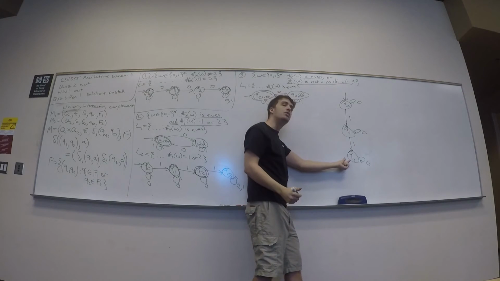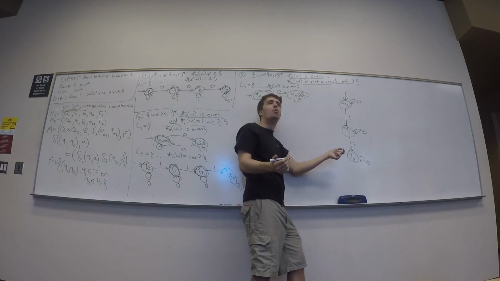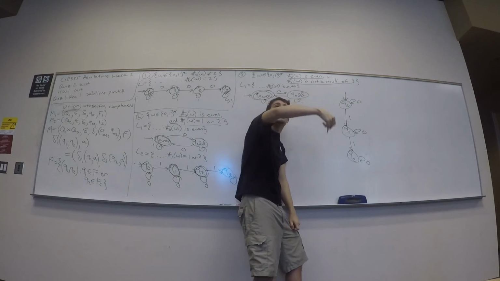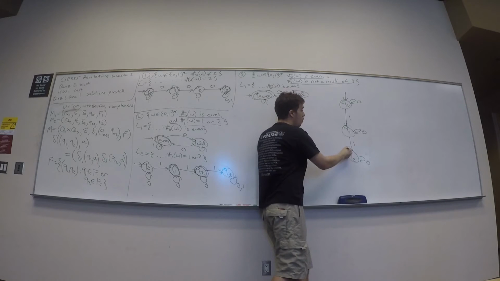What is Q2 going to do? It should go to Q3, right? It should go to Q0. Why is that? Because if we have a multiple of 3 and we add 3, we still have a multiple of 3. So we should come back here.